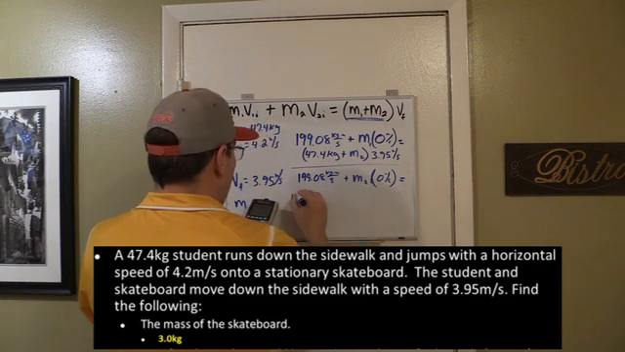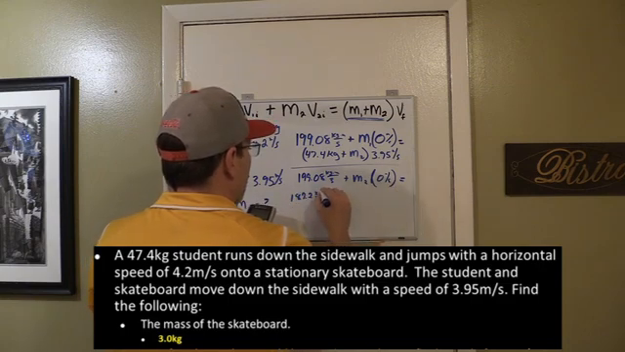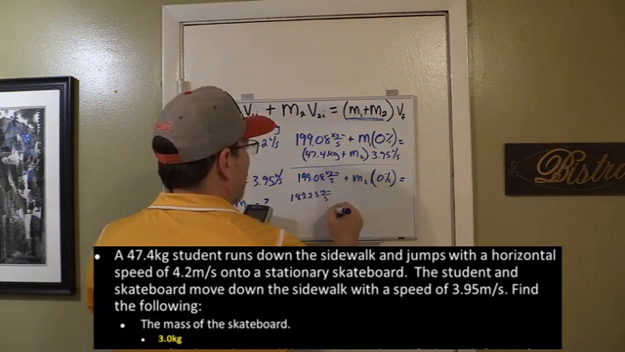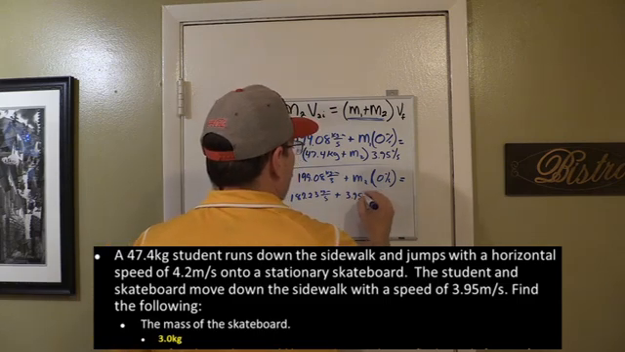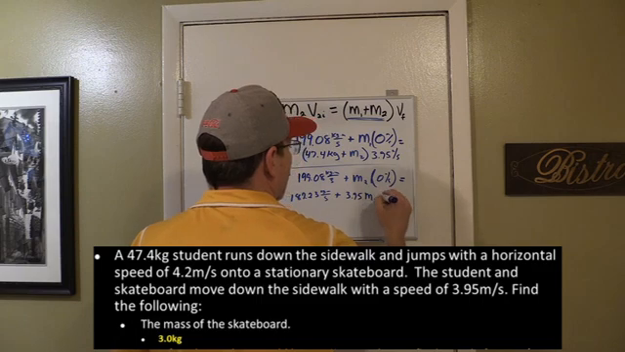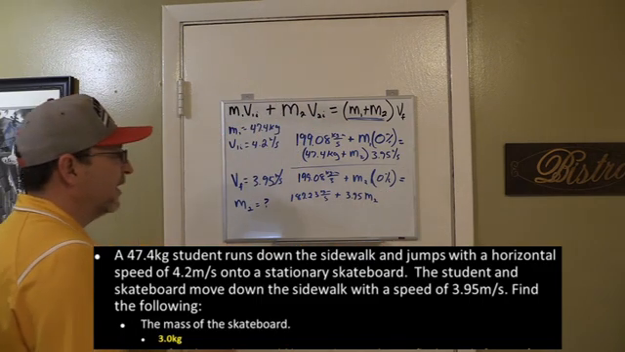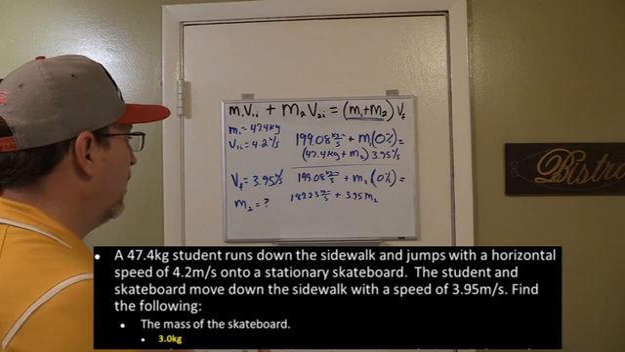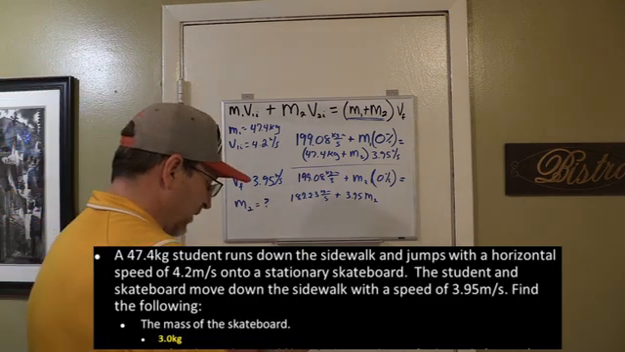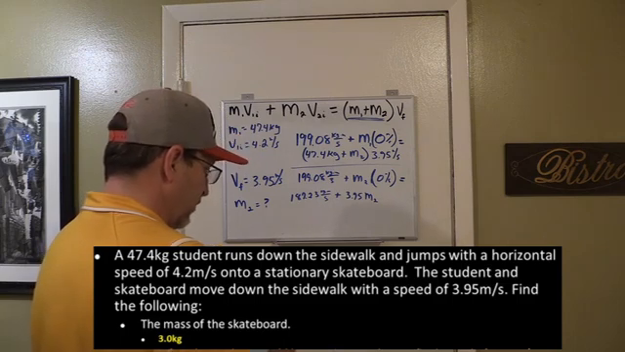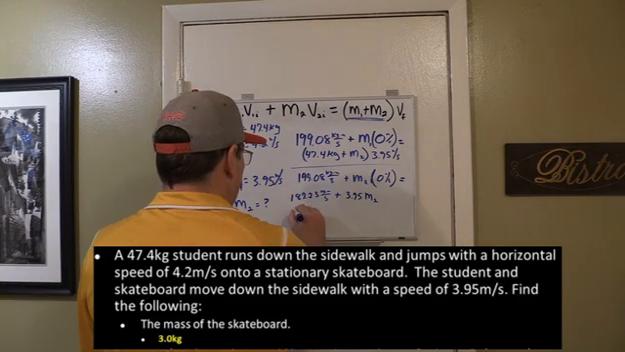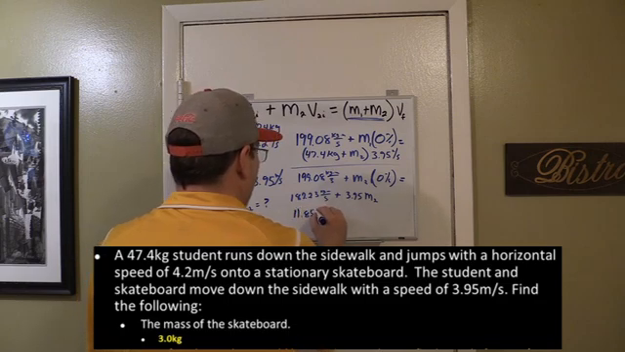Is equal to 187.23 kilogram meters per second plus 3.95 M2. All right, so that gives me that so far. I'm going to subtract this from both sides. 199.08 minus 187.23 gives me 11.85 kilogram meters per second.